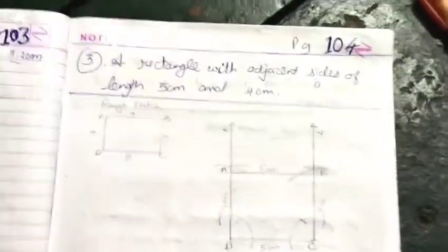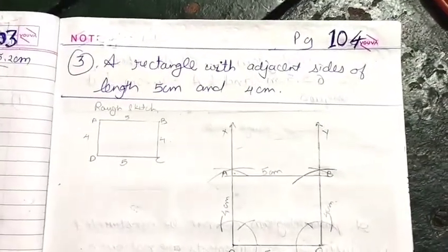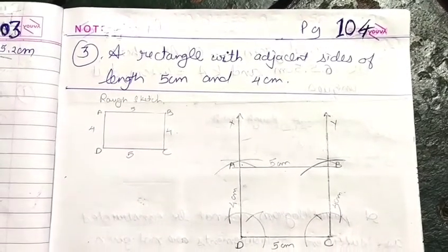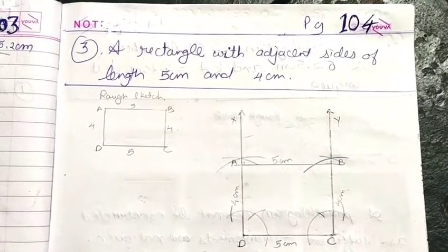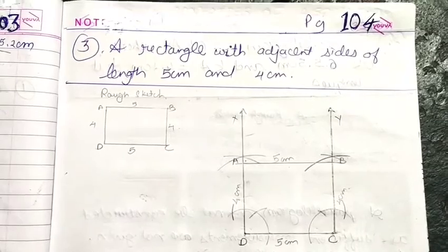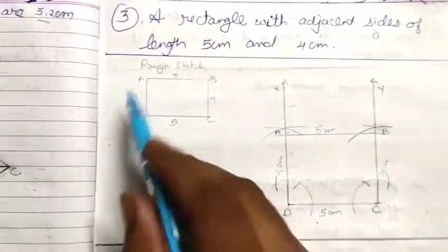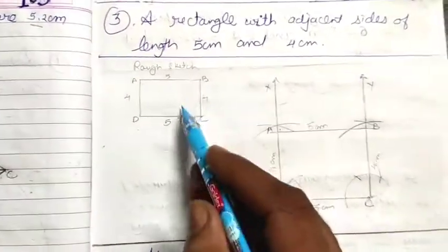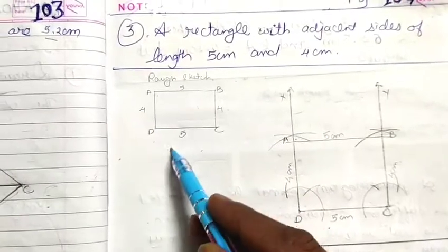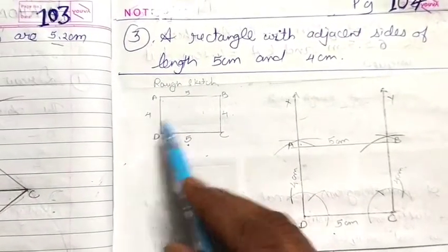Let us see sum number three. A rectangle with adjacent sides of length 5 cm and 4 cm. We have to construct a quadrilateral whose two sides are given, a rectangle. Now this is a rough sketch. A, B, C, D I had taken as names, and the adjacent sides are 5 cm and 4 cm.